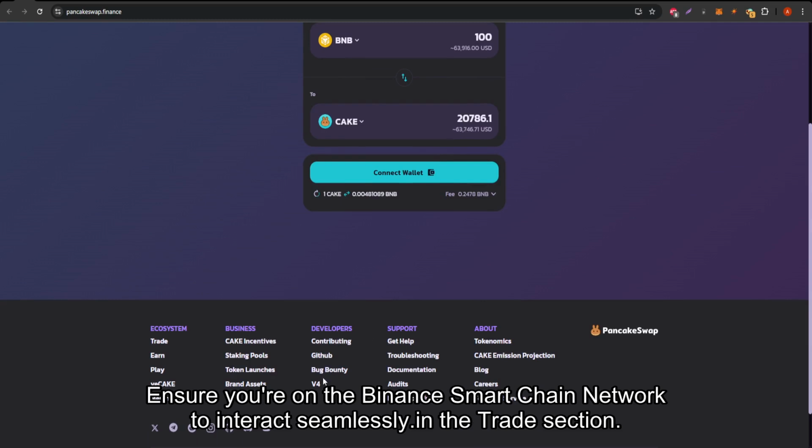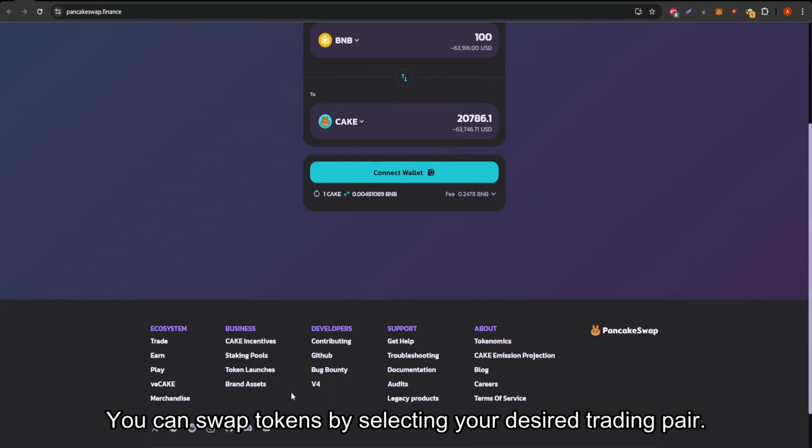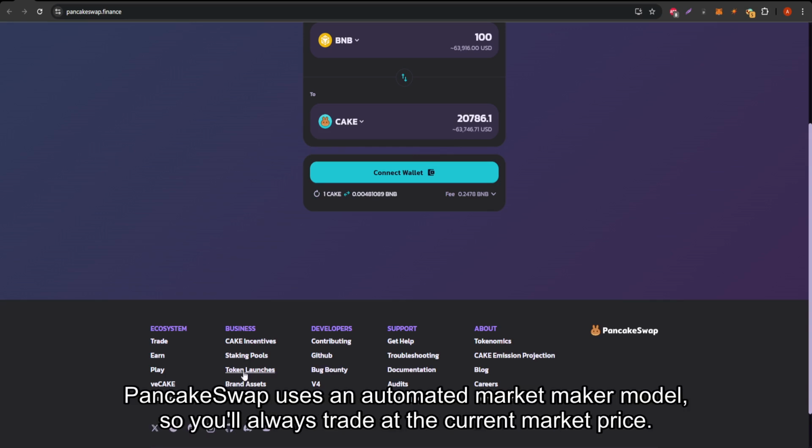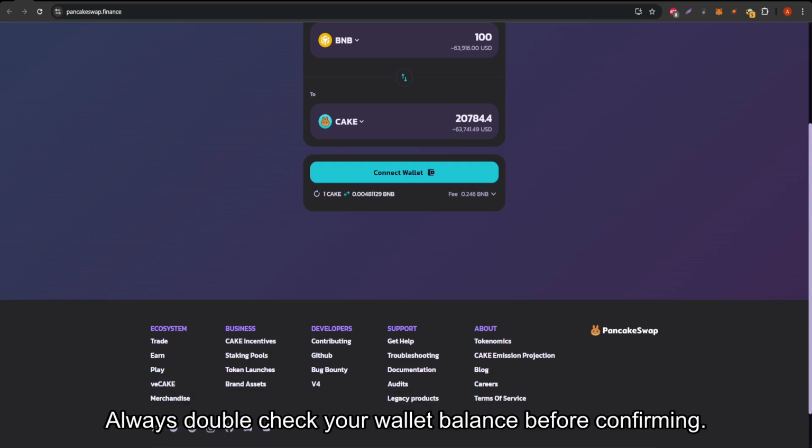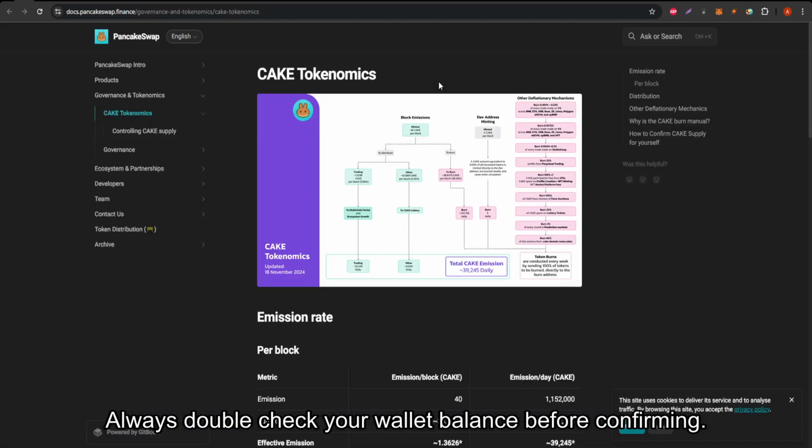In the Trade section, you can swap tokens by selecting your desired trading pair. PancakeSwap uses an automated market maker model, so you'll always trade at the current market price. Adjust the slippage tolerance if your transaction faces delays, especially for tokens with higher volatility. Always double-check your wallet balance before confirming.